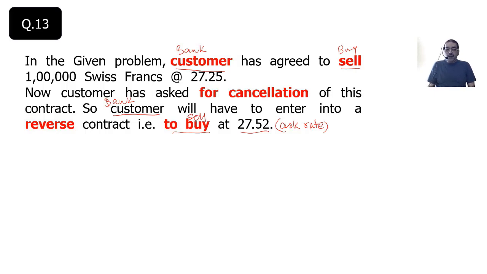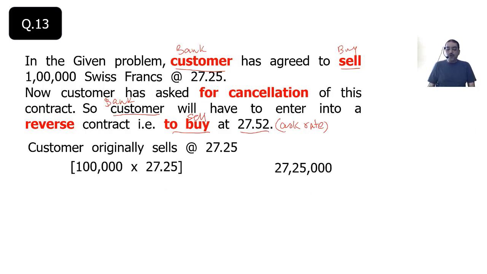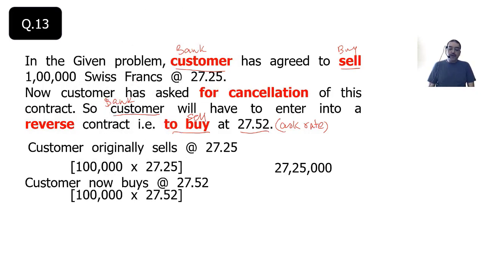Okay. Customer originally sells at 27.25. So 1 lakh into 27.25, he receives 27 lakh 25,000. Customer now buys at 27.52. So he buys at a higher price. So there is a loss to the customer of rupees 27,000.